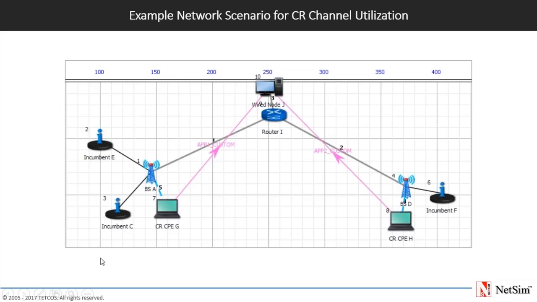In this 802.22 cognitive radio network simulation, we have a network which has two base stations, BSA and BSD. The first base station has two primary users and one secondary user. CRCP is the secondary user, and the incumbent is the primary user. On the other side, you have one primary user and one secondary user.